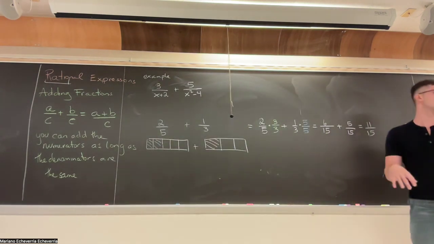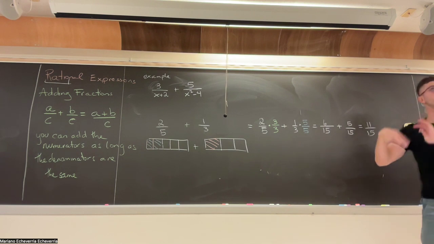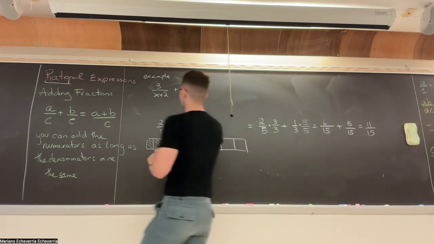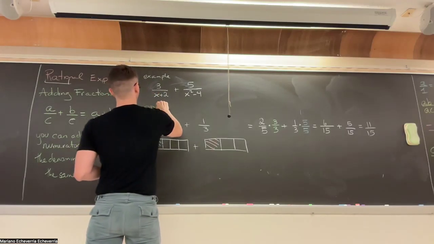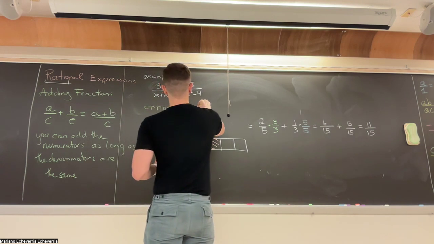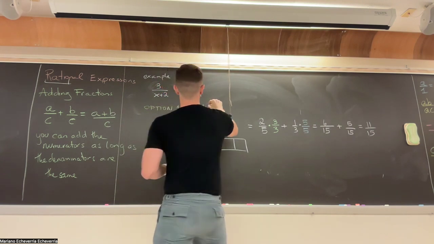So option one will be without factorizing. Option two will be factorizing before adding. Okay. So I'll call it adding without factorizing first.